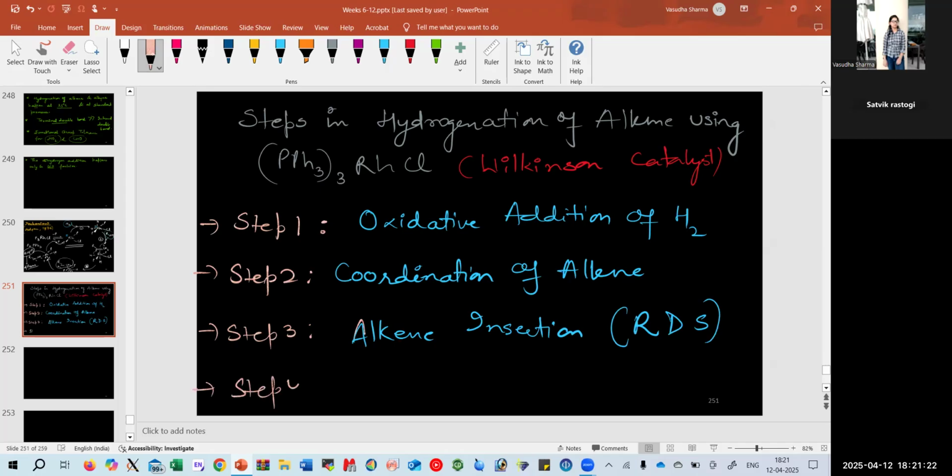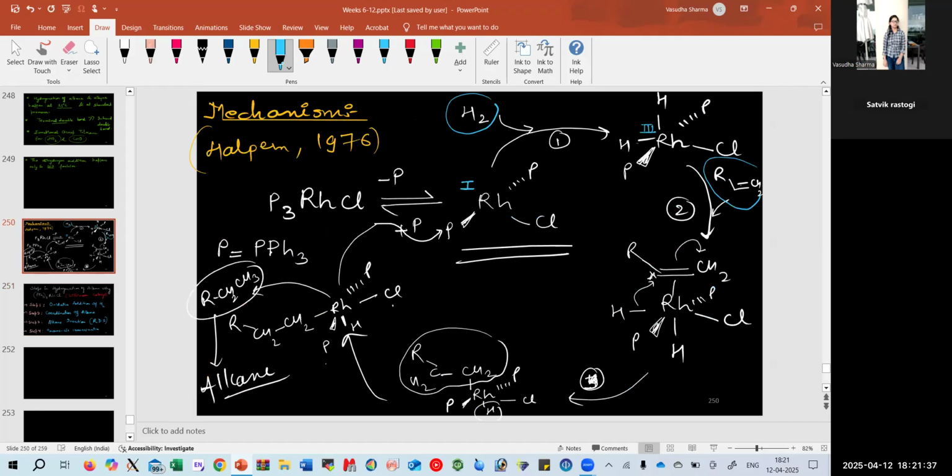Step 4, as in when the alkene has been inserted, there would be a trans to cis isomerization where the hydride and the other part of the alkene group have to be in a cis form. Like this, right now, this and this one are in trans, and here it becomes the cis position. So this step is very, very important. This is your fourth step. And ultimately, the fifth step is your reductive elimination, which is this one.